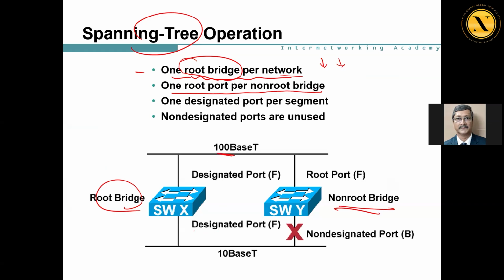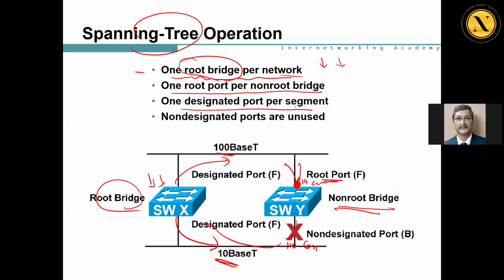So 100 Mbps, 10 Mbps: cost 100, cost 19. Which is lower cost? This one, so this will be the root port. Election of root bridge: lower priority or lower MAC address. This is the election of the root port. This port becomes the root port.